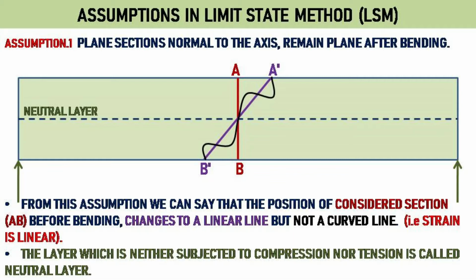There will be a layer in between the top layer and bottom layer in such a way that it is neither subjected to compression nor tension. Such a layer is called the neutral layer. Here, we always consider compression as positive and tension as negative.